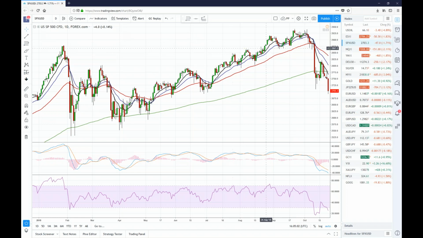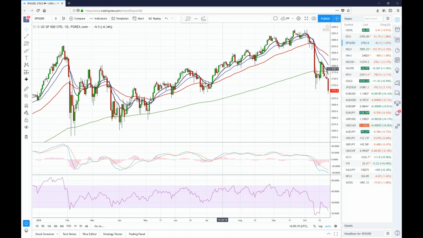Next thing to note here is I've set those moving averages. I'm using a 10, 20, 50, and 200 period moving average. And I don't care if they cross each other. I don't care if price crosses and touches one of those moving averages. What I want to see is this kind of fanning pattern.